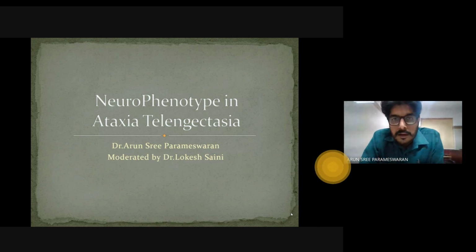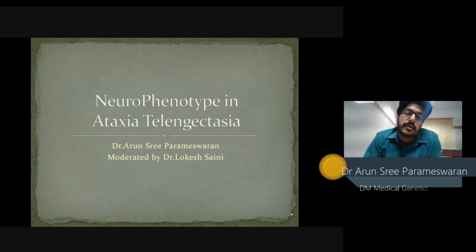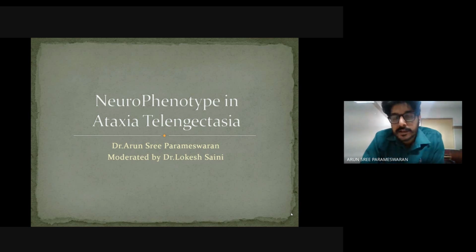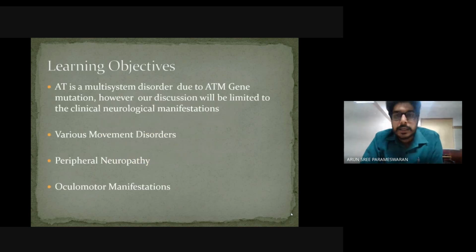Today, I am going to present the topic of neurophenotype in ataxia telangiectasia. Ataxia telangiectasia is a monogenic disorder which affects mainly the CNS and also other systems such as the immune system and skin. So we'll be mainly dealing with the neurological manifestations of this disease, which are various movement disorders, peripheral neuropathy, and oculomotor manifestations.